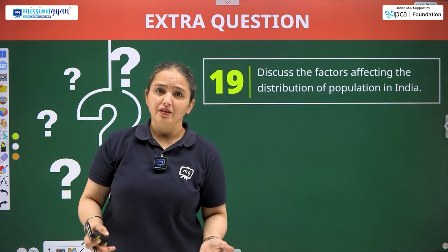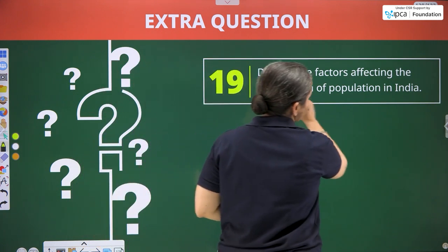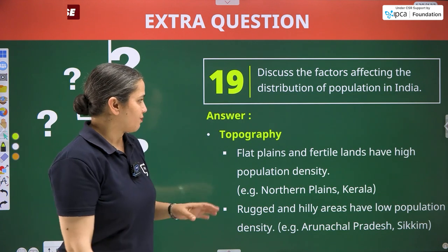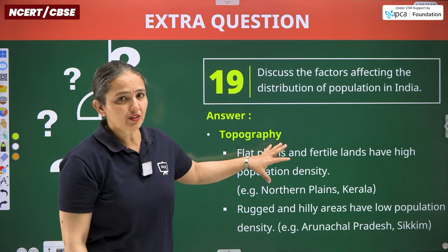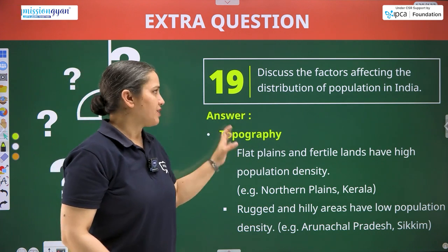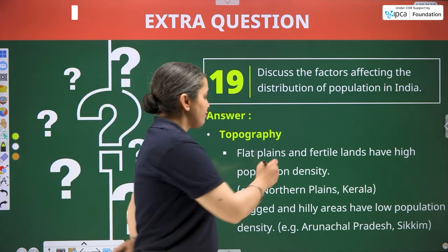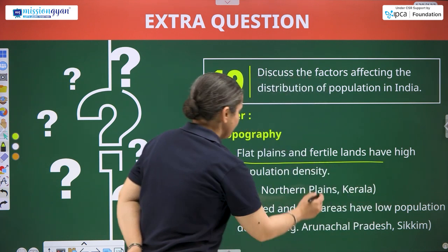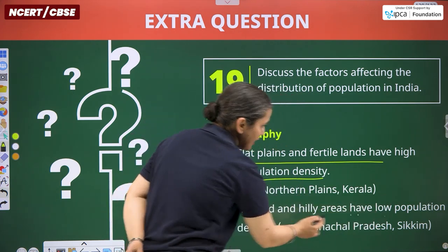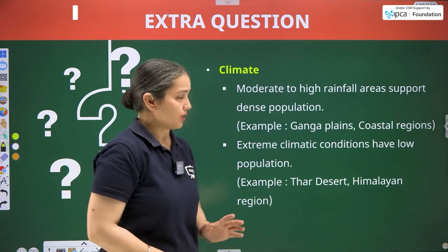more or better facilities. Discuss the factors affecting the distribution of population in India. So, we are talking about the distribution of population. Physiographic regions are the specific one. Topography is responsible to a huge extent. Flat plains and fertile lands have high population density, for example, the northern plains. Rugged and hilly areas have low population density, as in the mountainous regions.